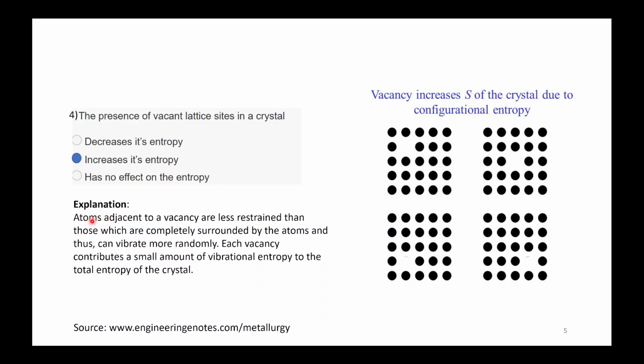The other part will be due to vibrational entropy. So atoms adjacent to a vacancy are less restrained than those that are completely surrounded by atoms, and thus they can vibrate more randomly. Each vacancy contributes a small amount of vibrational entropy to the total entropy of the crystal. So these atoms will vibrate more compared to the ones that are completely packed with other atoms. So it will be increasing its entropy.